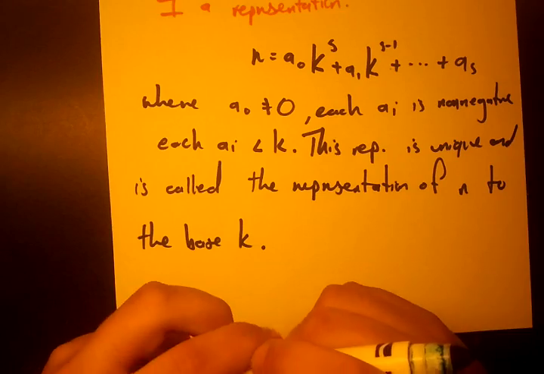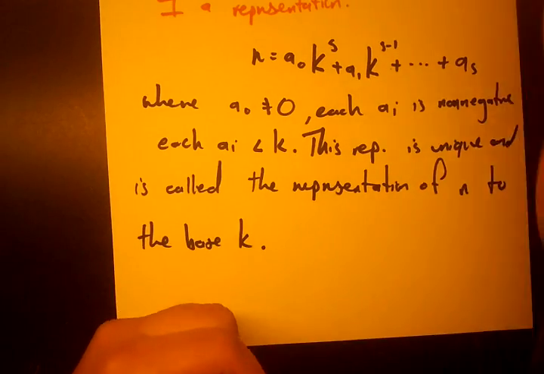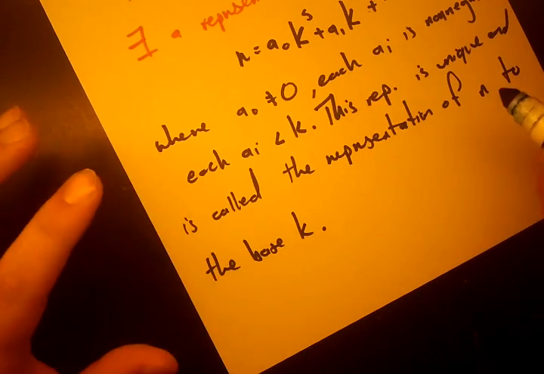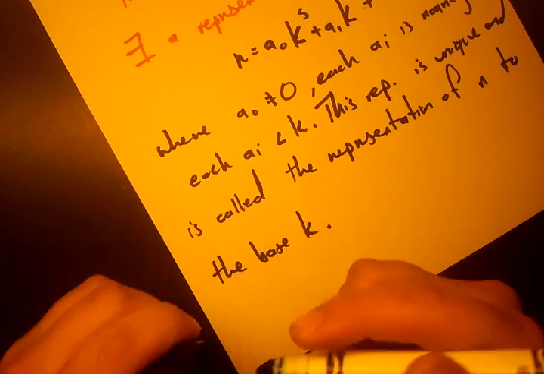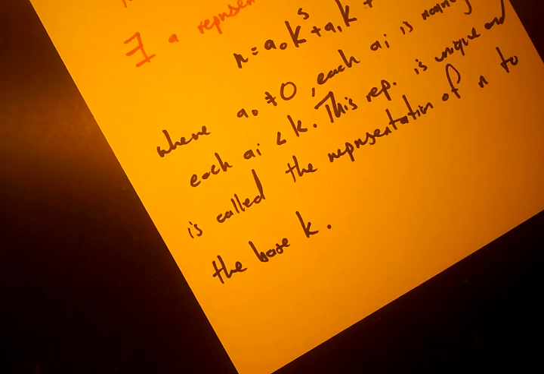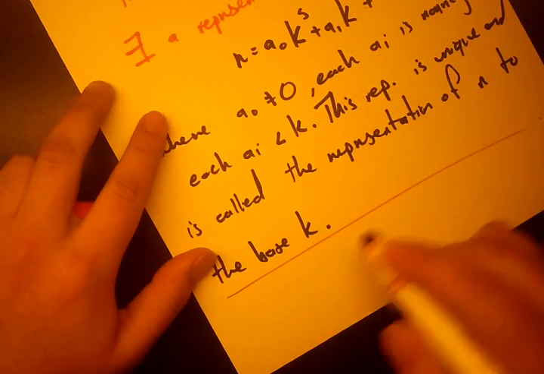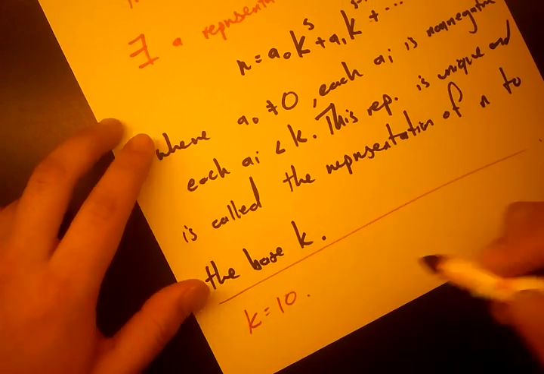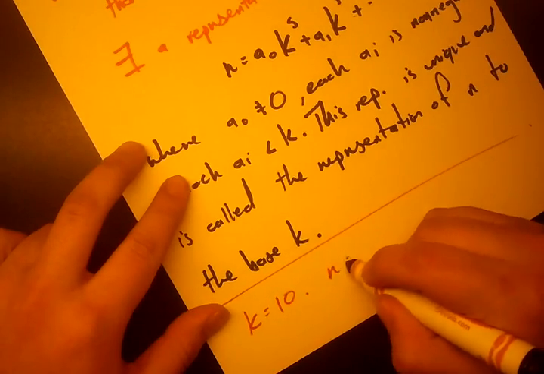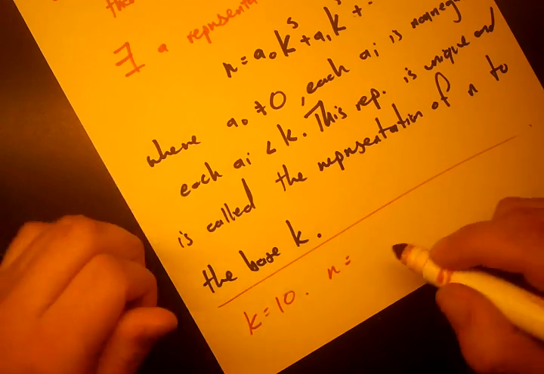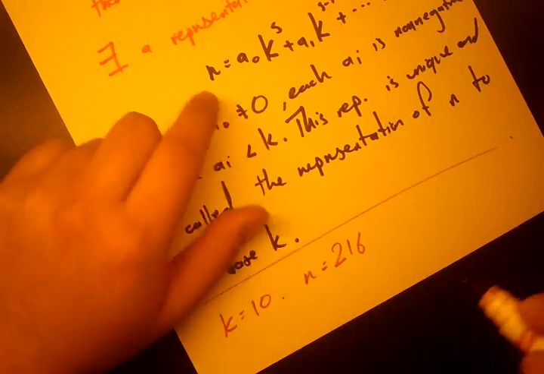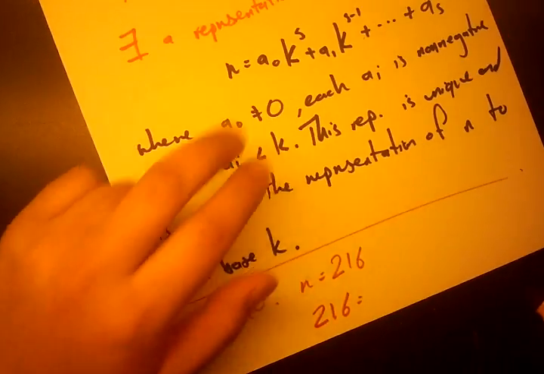So basically, I think everyone knows this theorem. What it means is, k is our base, and we usually work in base 10 when we're doing all our calculations. So in our case, k equals 10. And n is the number we're trying to represent in base 10. So let's pick some arbitrary n. Let's just pick 216. So 216 is our n. So we're going to try to write it in this notation.